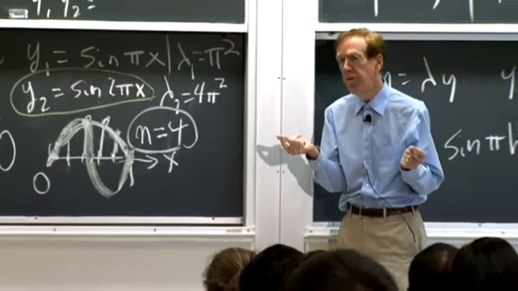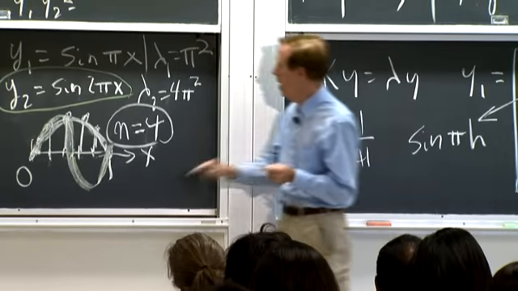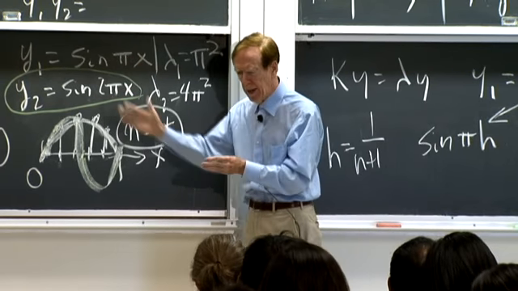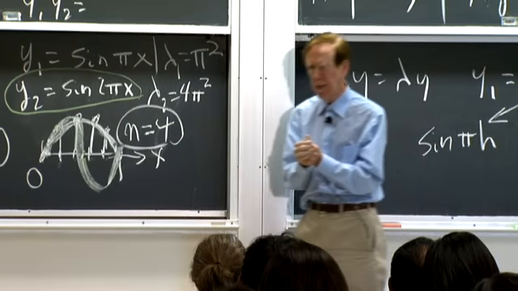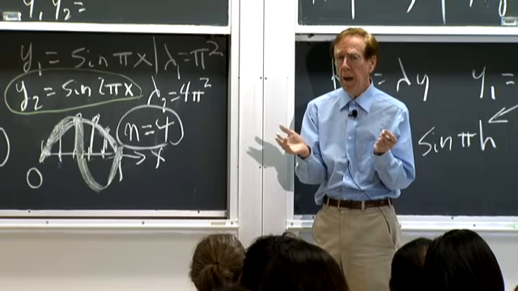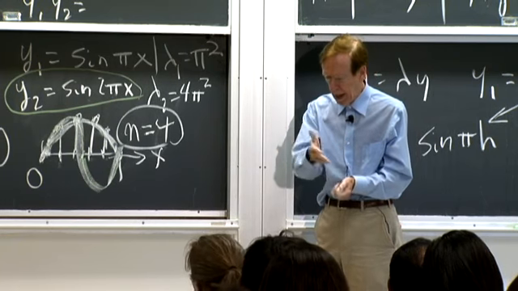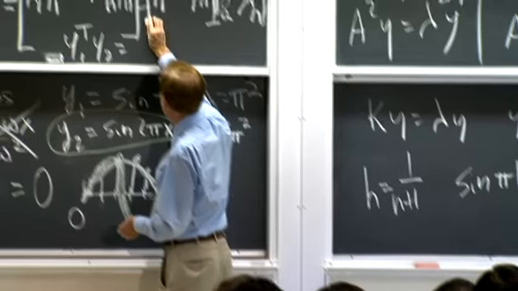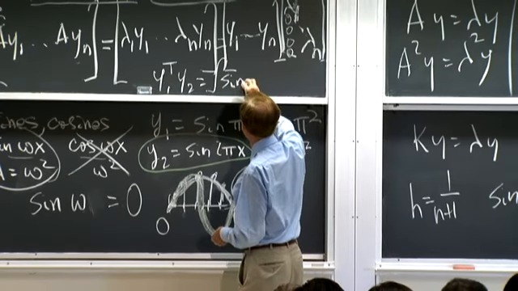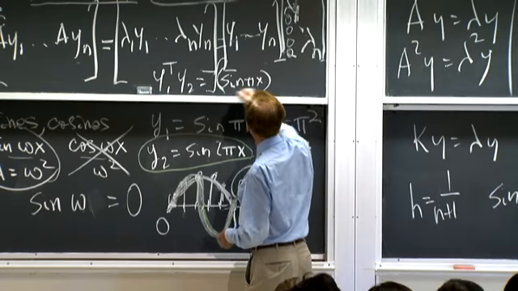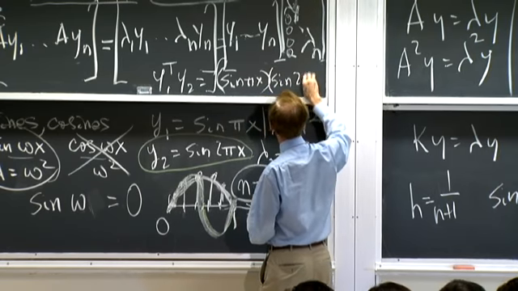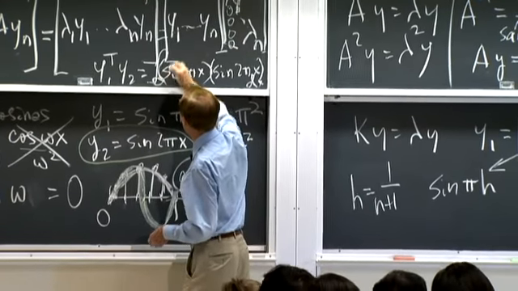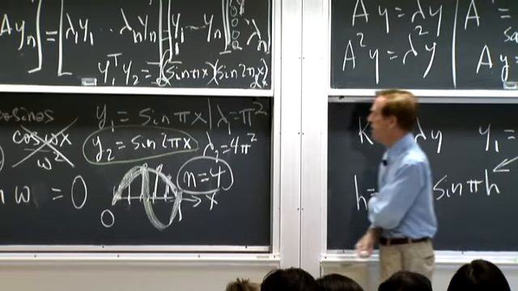Now, what will I do for functions? I multiply sine pi x times sine 2 pi x at each x. Of course, I've got a whole range of x's. And then what do I do? I integrate. I can't add, so I integrate instead. So I integrate one function, sine pi x, against the other function, sine 2 pi x dx, from 0 to 1. And the answer comes out 0.